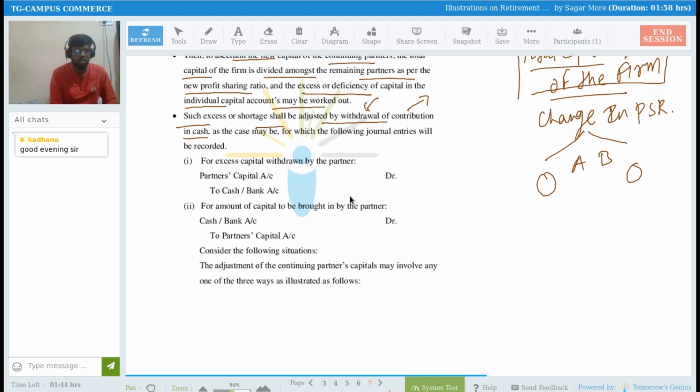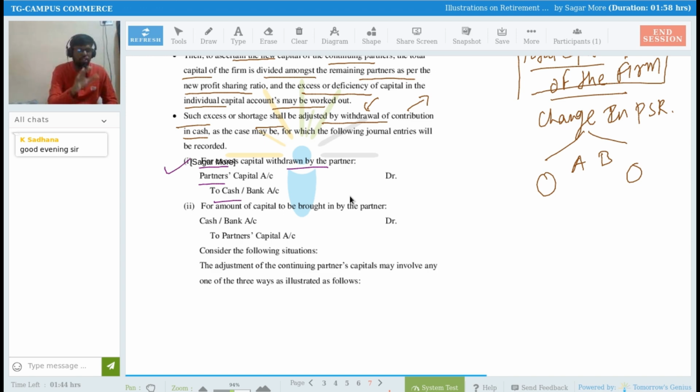So if it is excess, then the partner is going to withdraw. For excess capital withdrawn by the partner, the entry will be partner's capital account debit to cash or bank account. So we know this, right? Amount will go out of the business, so bank account we have to credit, and capital balance we have to decrease, so we have to debit capital account, because capital is a liability. Whenever liability increases, we credit it, and whenever liability decreases, we debit it.